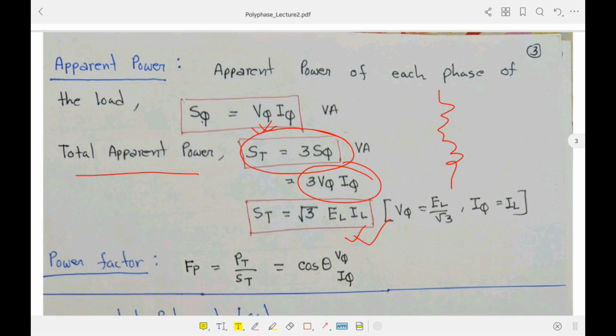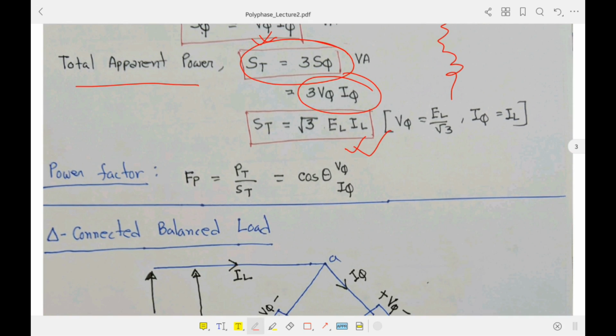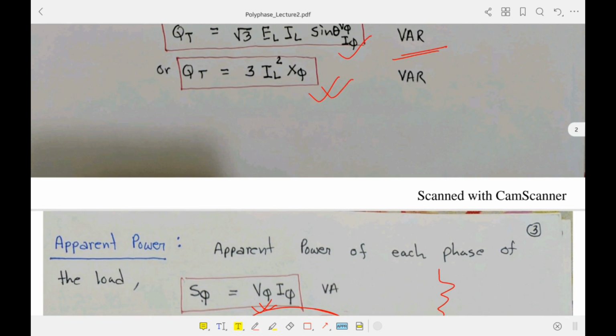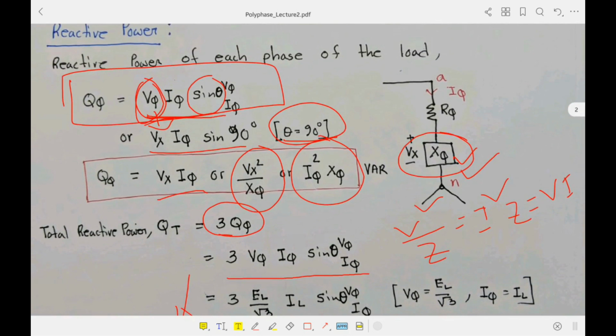And our last expression, which is the power factor. You know that power factor is cos theta, and also it is the ratio of our real power to our apparent power. So Pt over St, and if you divide this, it will appear as cos theta, and theta is the angle between V phi and I phi. So far we have just derived some equations for Y connected balanced load.